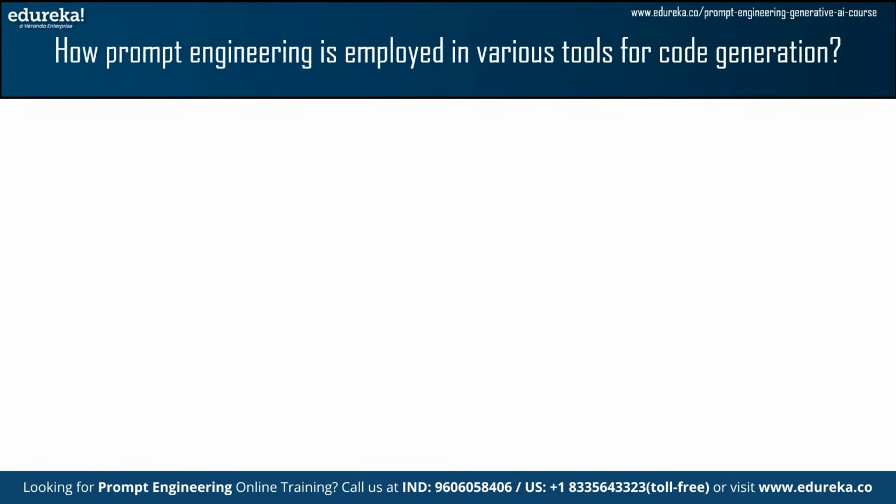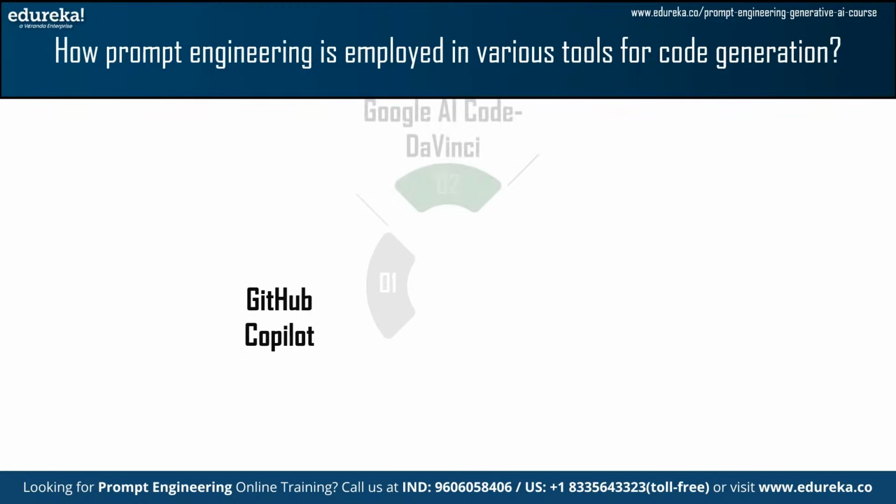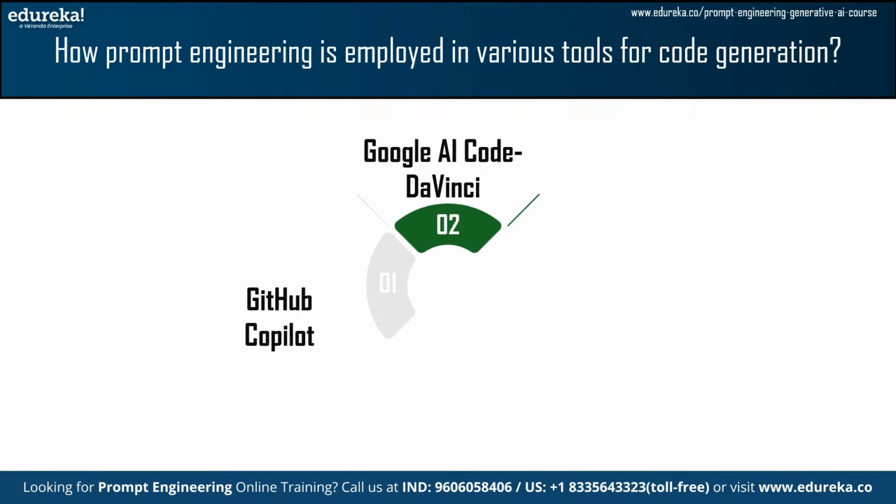Now, how prompt engineering is employed in various tools for code generation. First one is GitHub Copilot. Based on given prompts, GitHub Copilot suggests completions, creates documentation, and suggests new features to help developers write code. And second one is Google AI Code Gemini.